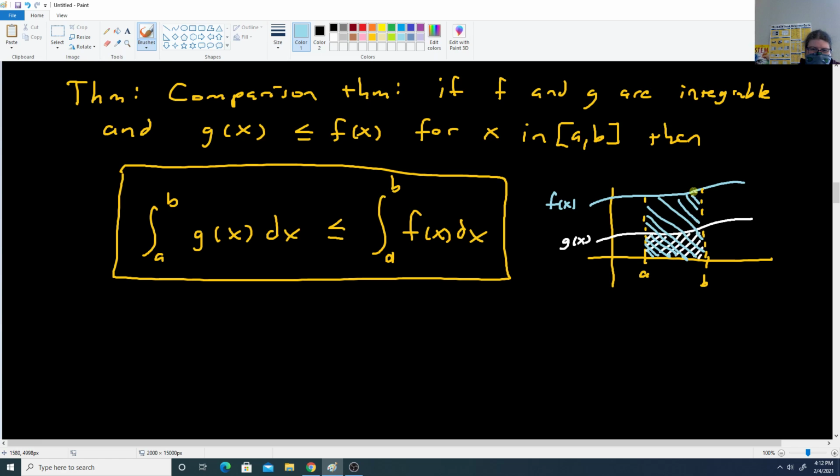And we can see that since it's a taller function, it's going to map out more area beneath its curve. And so this justifies that whichever function is the bigger function over the interval, when you ask how much area is under their curve, they'll have more area than the smaller one. And that's basically what the comparison theorem says.